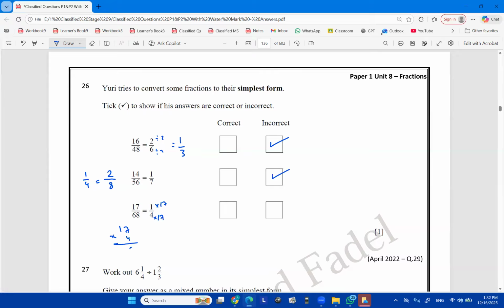4 times 7 is 28. Get rid of the 2. 4 times 1 is 4, and 2 is going to give you a 6. So 68. Yes, mister. 17 divided by 17 is 1. 68 divided by 17 is 4. This is the only one that is correct.